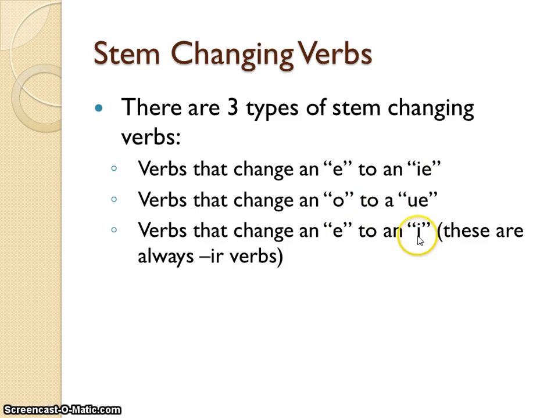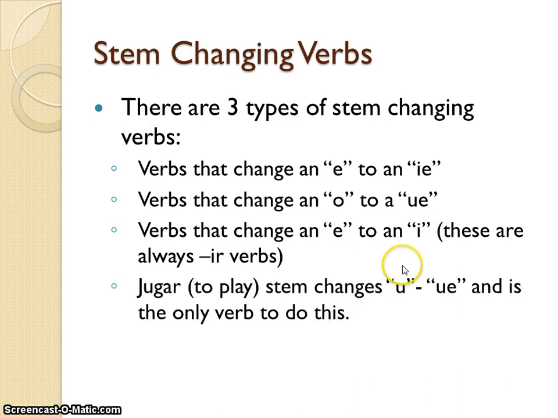Number one, you've got to memorize which verbs stem change and how they do it. And then here's a little hint with the E to I. These are always IR verbs, okay? No AR verbs or ER verbs that stem change do this kind of change. And then there's good old jugar, which means to play sports. It's a stem changing verb, but it changes this U to a UE, and it's the only verb to do this. A lot of times we take jugar and we just classify it with these verbs up here, the O to UE stem changing verbs, because it's similar.